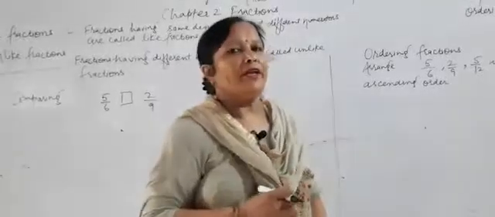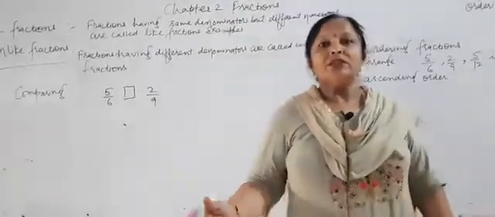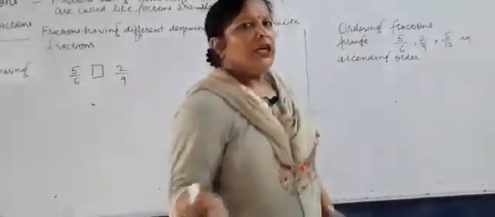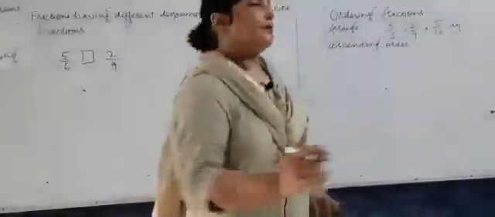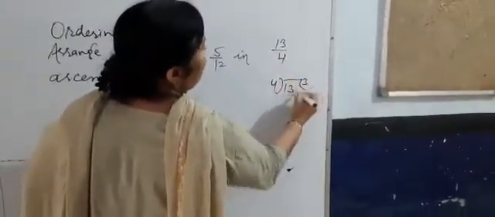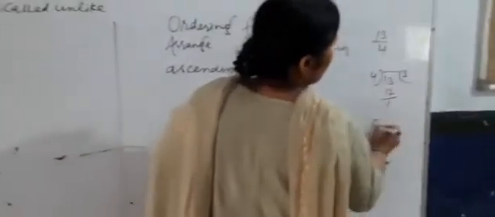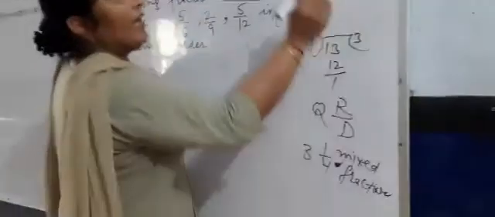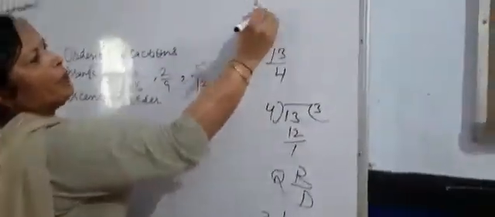When you divide an improper fraction, like 13 upon 4, you divide 13 by 4. 4 threes are 12, and this is the quotient, the whole part. The remainder is 1, the divisor is 4, so we get 3 whole 1 upon 4. This type of fraction is a mixed fraction. And a proper fraction was 3 upon 7.